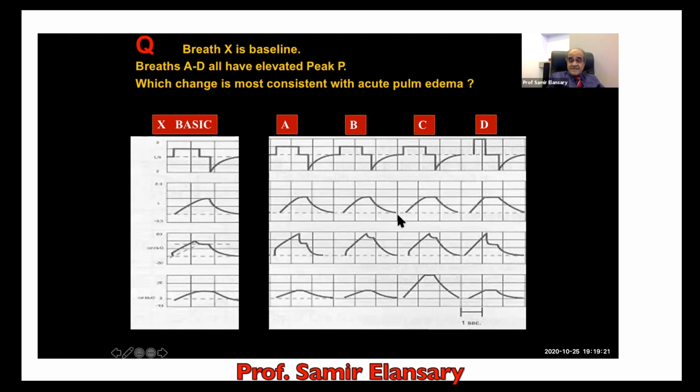And so from the scalar curve, you can diagnose the problem in your patient, and this is very important to be oriented with the feedback of monitors, which give you good and valuable information about your patient.